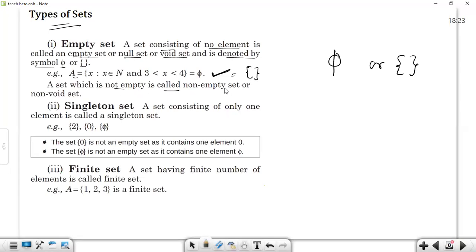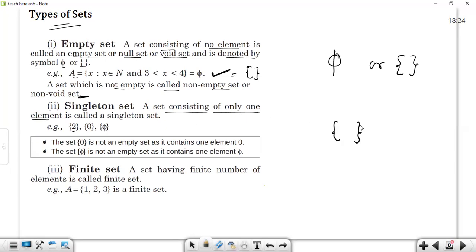A set which is not empty is called a non-empty set or non-void set. Now let's discuss the singleton set, a set consisting of only one element. Understand how many elements there are in the set. A set is represented in this method. If nothing is written in between, it is an empty set. If even one term is written in between, the set has one element. That's why it will be called a singleton set.